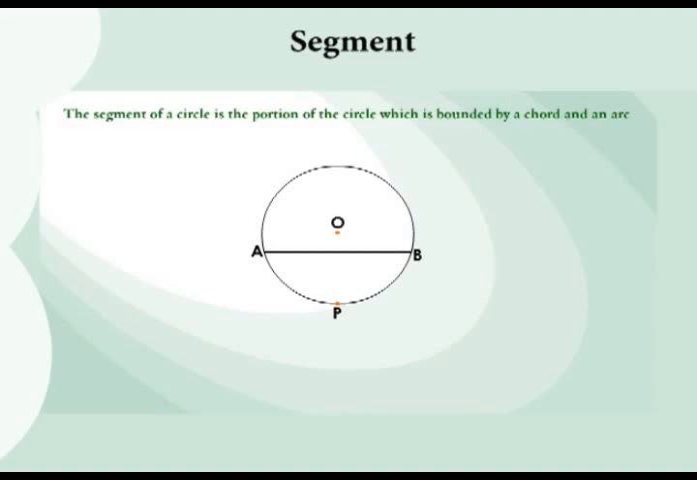Next, we look at the area of a segment. O is the center of the circle. AB is a chord on the circle. APB is an arc of the circle. The portion of the circle bounded by the arc and the chord is called a segment of the circle. In this figure, the segment is bounded by the chord AB and the arc APB. This segment is named as APB.